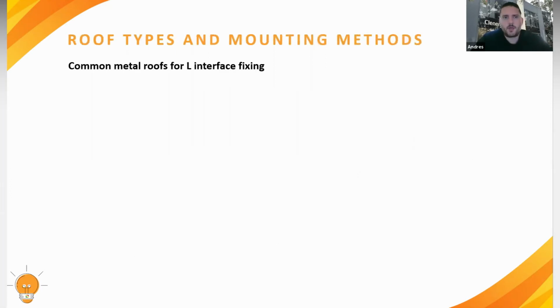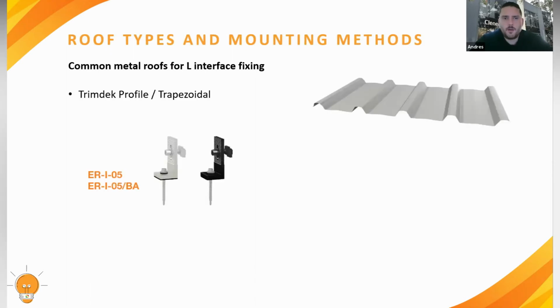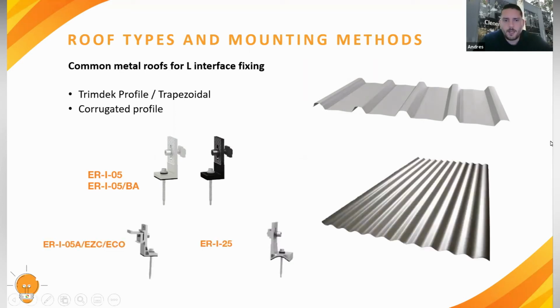All right, so we're going to talk about roof types and mounting methods. On the first type of roof, we have the ERI05, which is our tin interface. It is for penetrative systems and for trim deck and trapezoidal types of roof. We have the ERI05 in silver and in black anodized. Then we also have other subcomponents of the same interface, which would be the ERI with easy click, or the ERI25, which has the puck on the bottom to match the curvature of corrugated roof sheets.